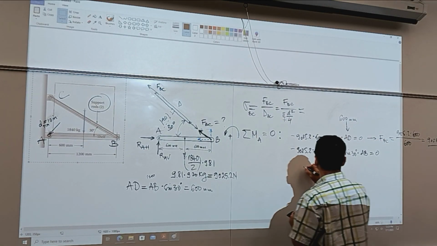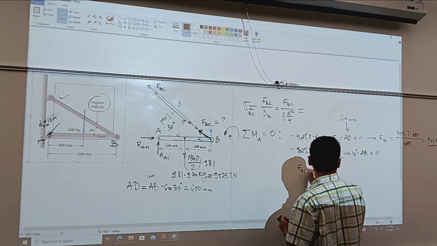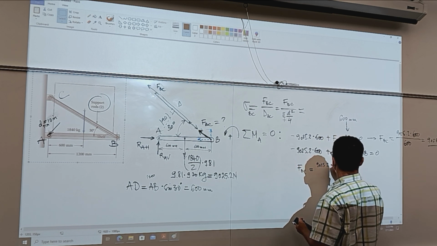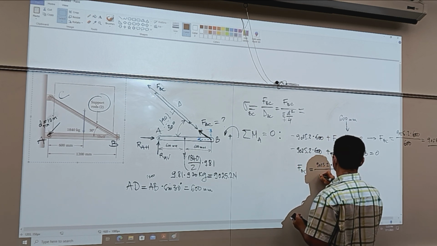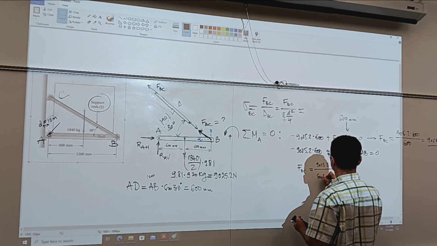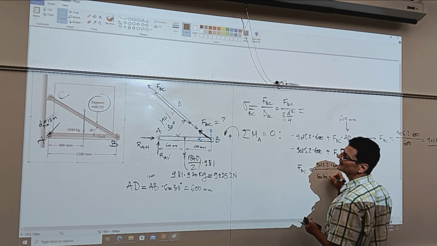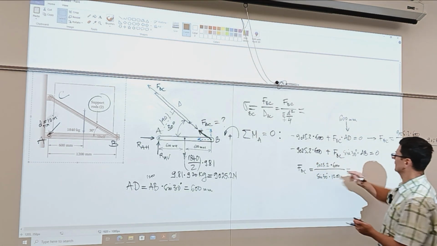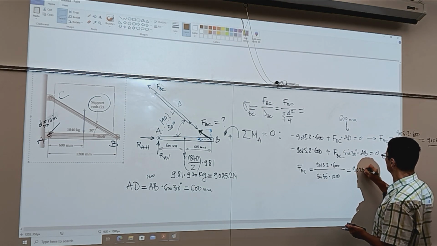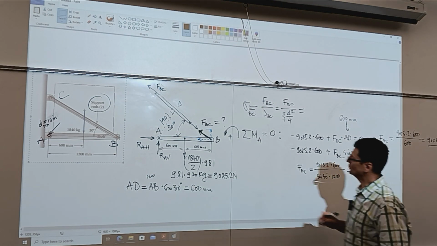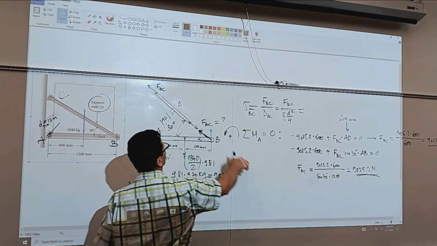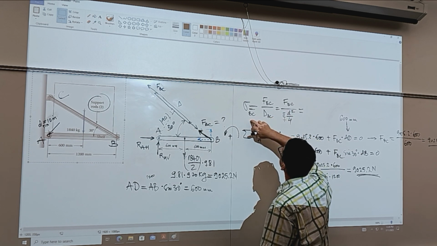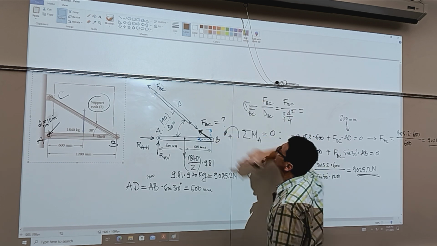Okay, so FBC from this other equation becomes positive 9025.2 times 600 over sine of 30 degrees times AB, and that was 1200, okay? So it's 9025.2 newtons. Okay, so we have a force. And with this, the force that we're looking for, then we can calculate the tensile stress, sigma, in the rod BC.